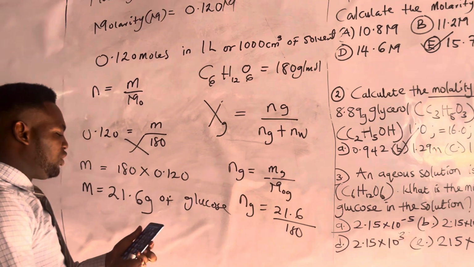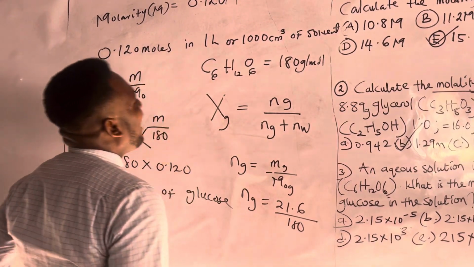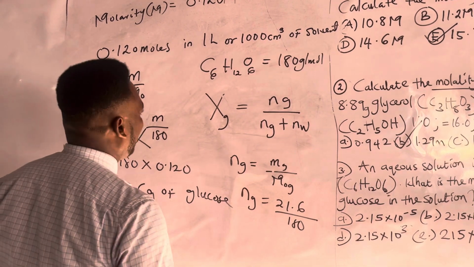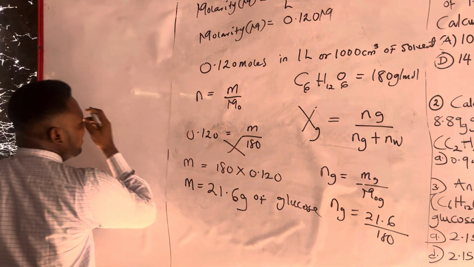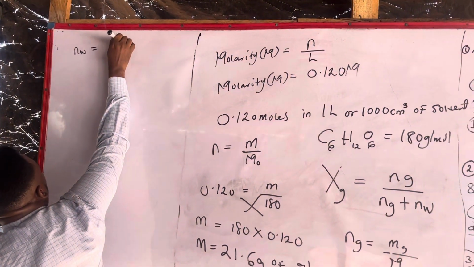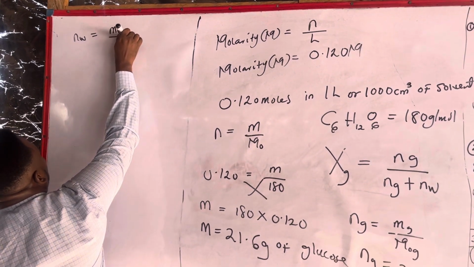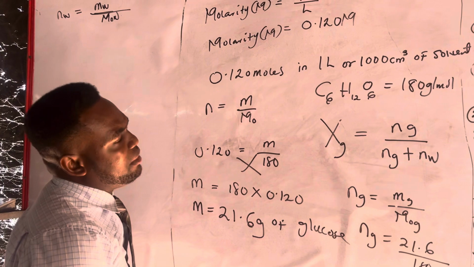Now, we need to get the mole of water. And we now said that to get the mole of water, let me come over here. Let me move over to this side. To get the mole of water is mass of water over molar mass of water. All right? How then do we get the mass of water?